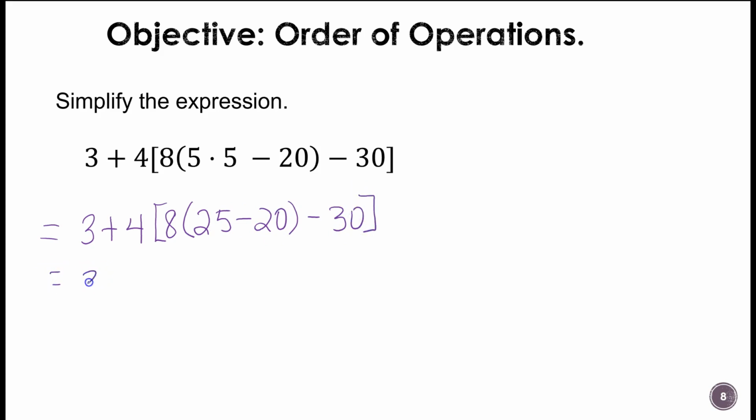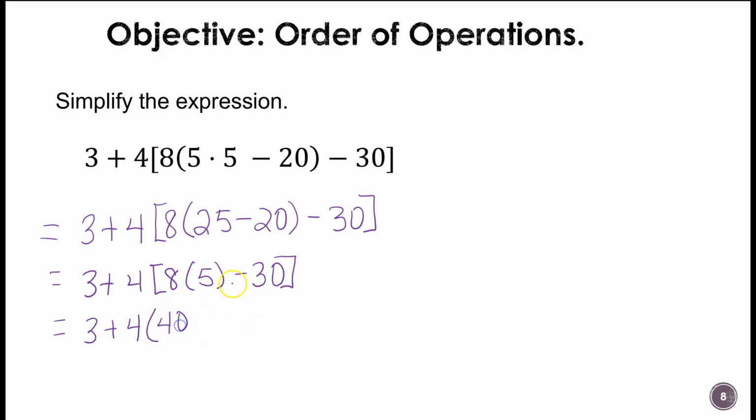So we just kind of keep working this way. 25 minus 20 is 5, minus 30. Still more stuff to do inside the brackets. So now I can just drop these to parentheses if I want. 8 times 5 is 40. 40 minus 30 is what's left in those parentheses.